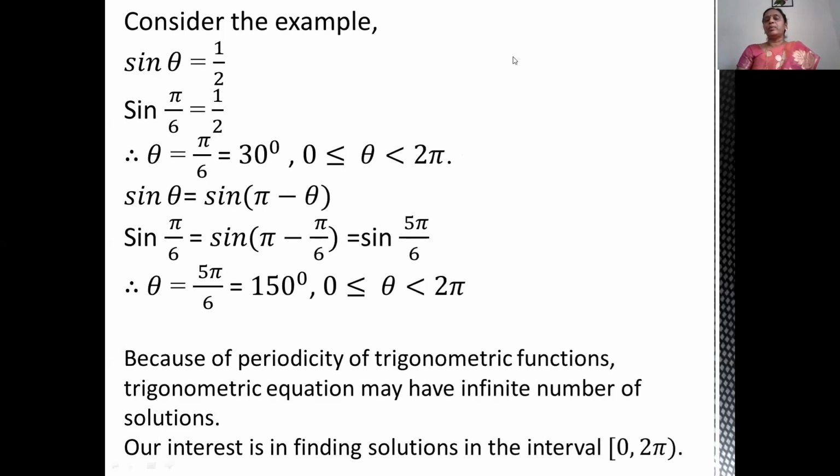This interval 0 to 2 pi is closed on the left hand side, meaning 0 is included, and open on the right hand side, meaning 2 pi is not included, that is, an angle of 360 degree is not included. Now in this session we will only consider the solutions lying in the interval 0 to 2 pi.